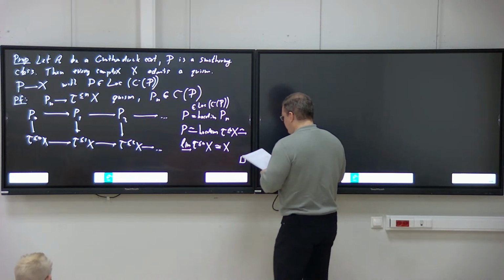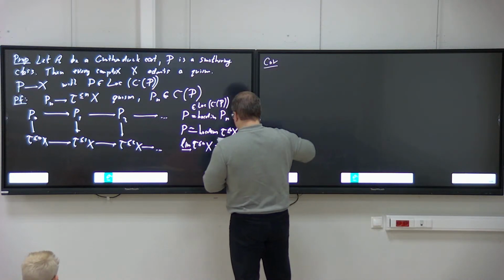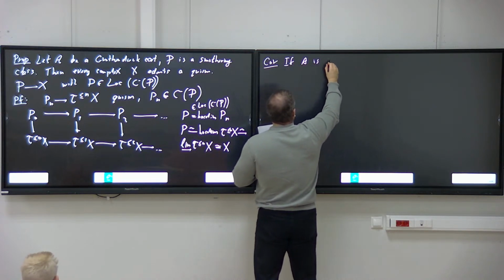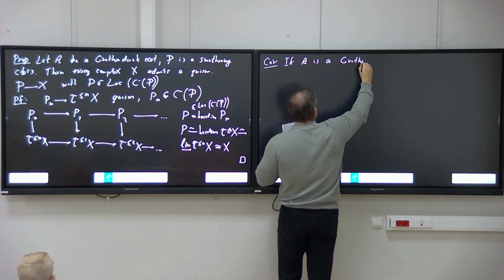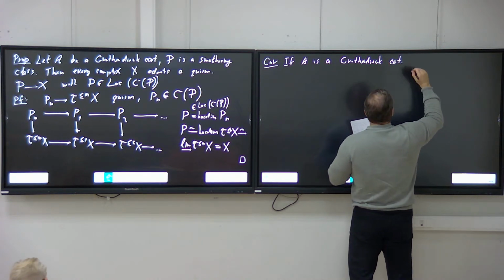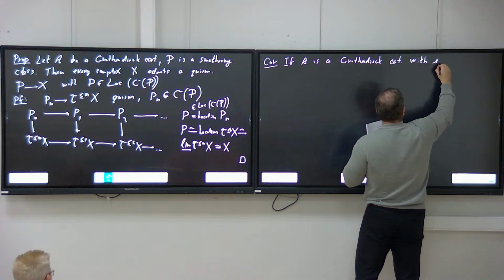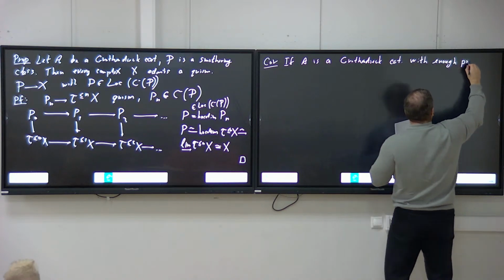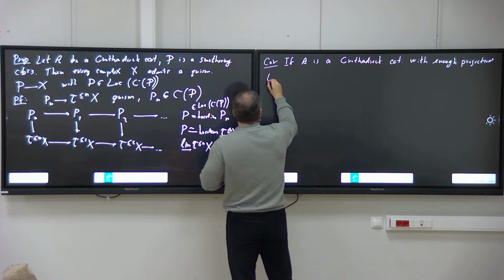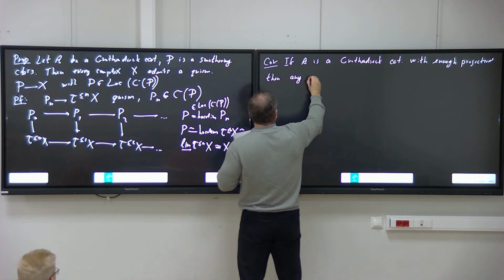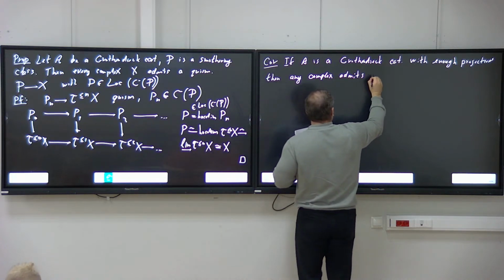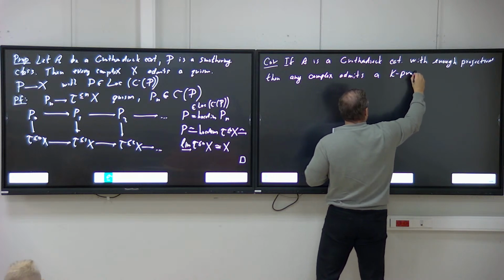Let me formulate maybe as a corollary the following statement. If A is a Grothendieck category with enough projectives, then any complex admits a K-projective resolution.